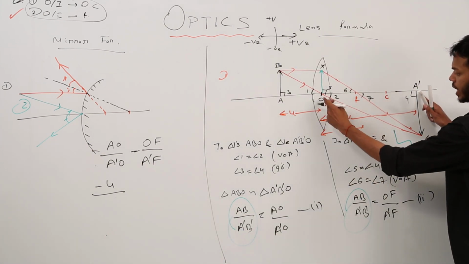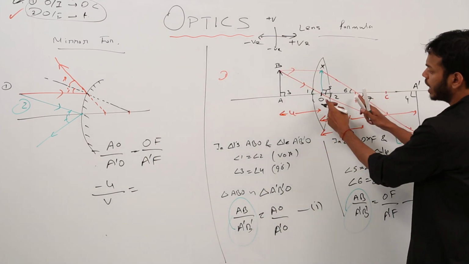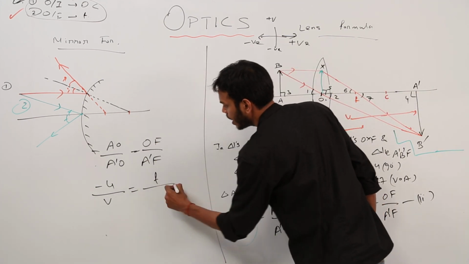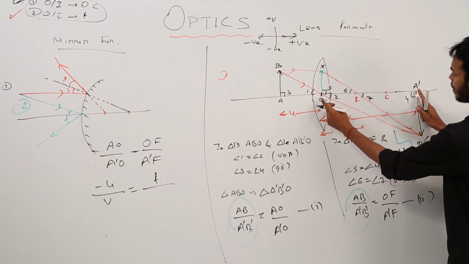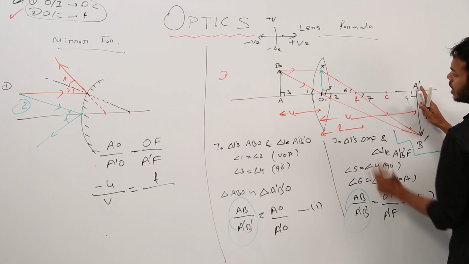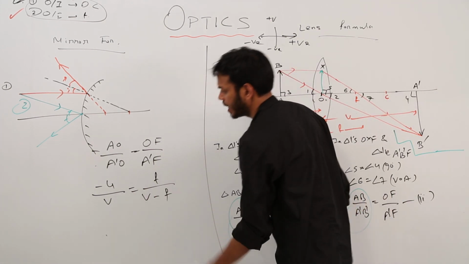A dash O. A dash O is what? Image distance V is equal to OF. OF is the focal length on the positive side, so F upon A dash F. A dash F, this is V. A dash F is what? A dash O minus OF. So V minus F. This is V minus F, right?